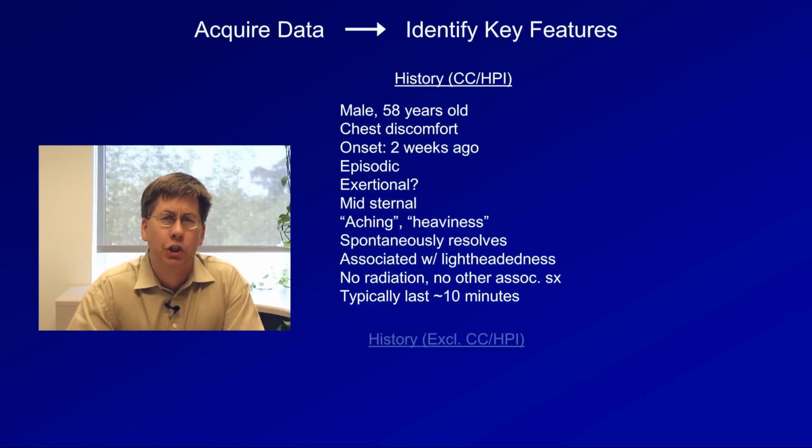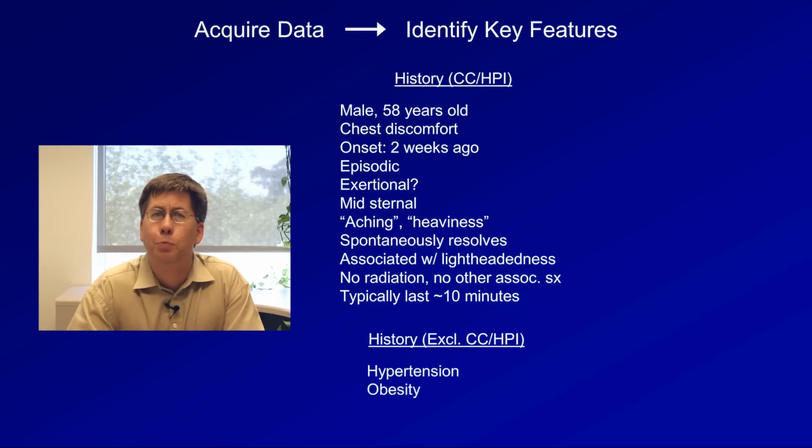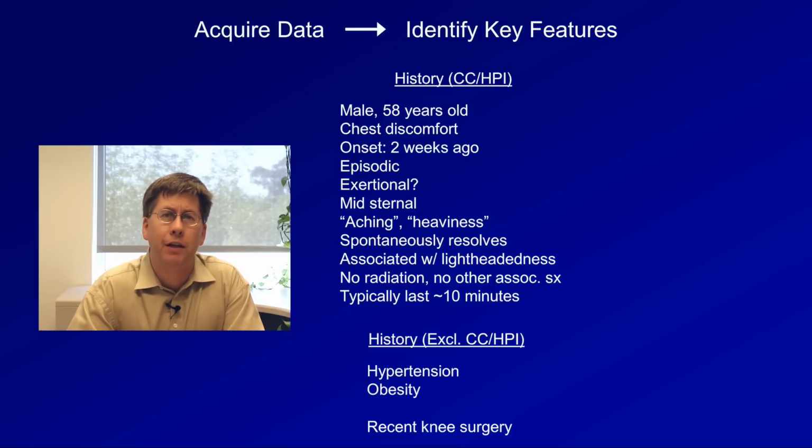His past medical history is notable for hypertension and obesity. His past surgical history includes a cholecystectomy 10 years ago and a right knee replacement 1 month ago. Medications are lisinopril 20 milligrams daily, metoprolol 25 milligrams BID, aspirin 81 milligrams daily, and simvastatin 20 milligrams QHS.